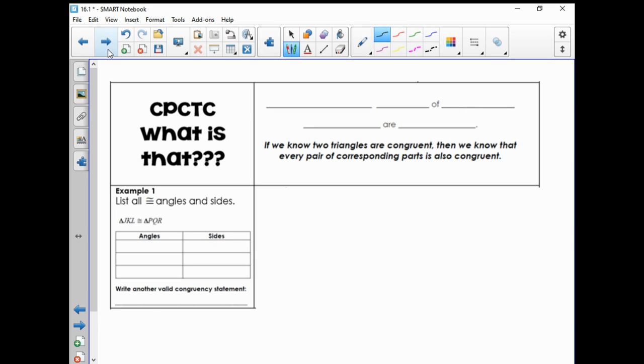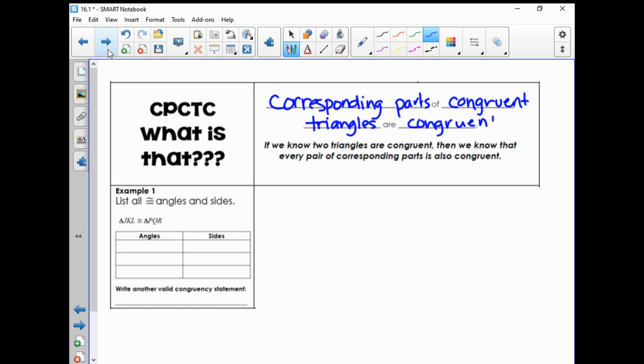Now we're going to use this. Actually, before we do that, CPCTC stands for corresponding parts of congruent triangles are congruent. All right, so that just says if we know two triangles are congruent, that means all their parts have things that line up.